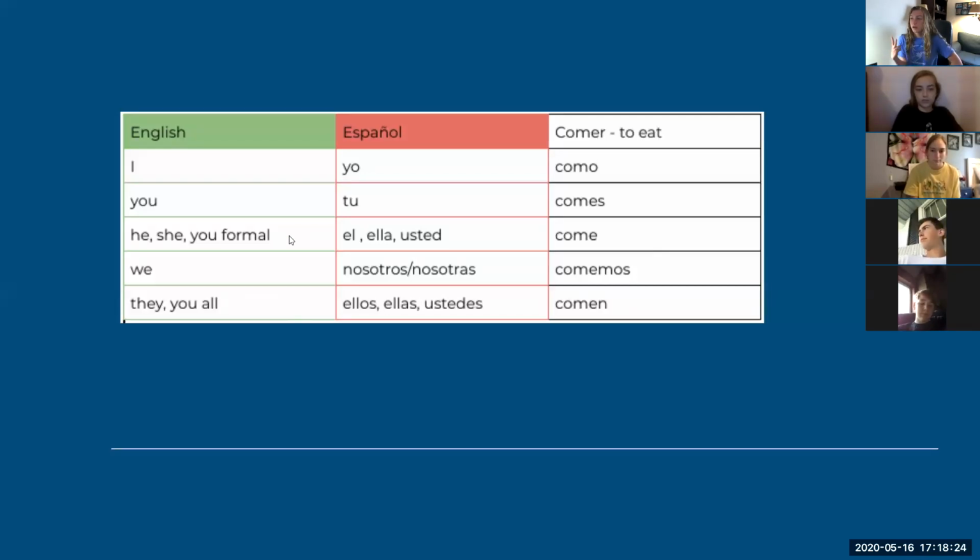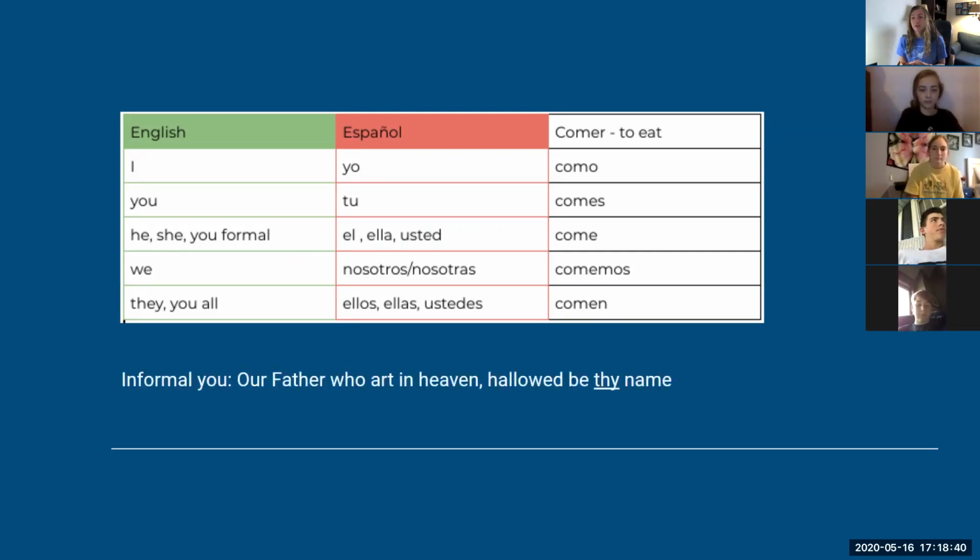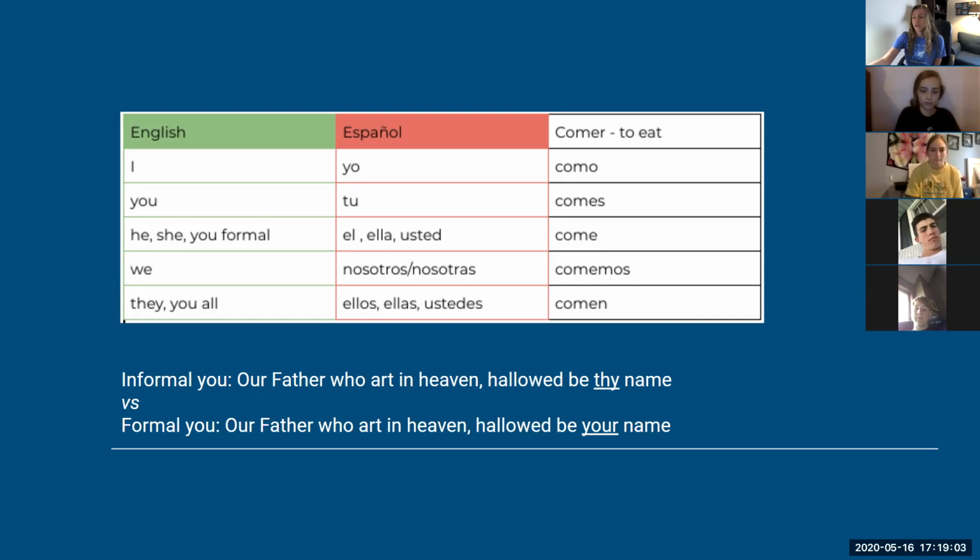So there's two parts here that might be a little confusing. One is you formal. So in English, we don't really have a you informal and you formal, at least how we normally talk. But in the past, there was. And so in a lot of King James English, there still is an informal and formal you. So this is something you guys might be familiar with from the Lord's Prayer. It says, our Father who art in heaven, hallowed be thy name. So thy is actually informal you in English. You might not have known that. And if you would say it with formal you, you'd say, our Father who art in heaven, hallowed be your name. So we actually do have the same thing as Spanish, but it's just not commonly used.